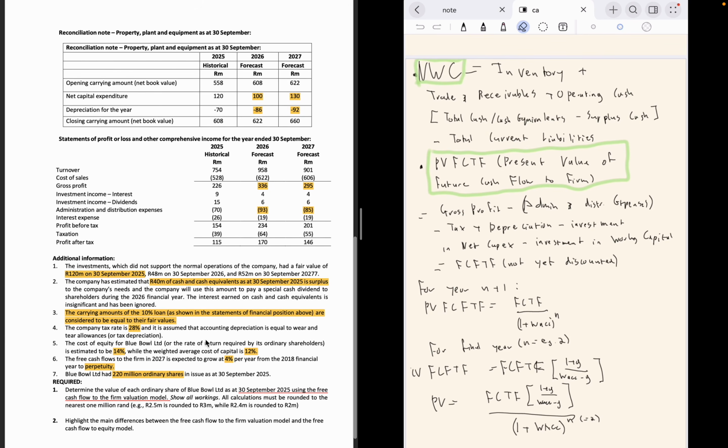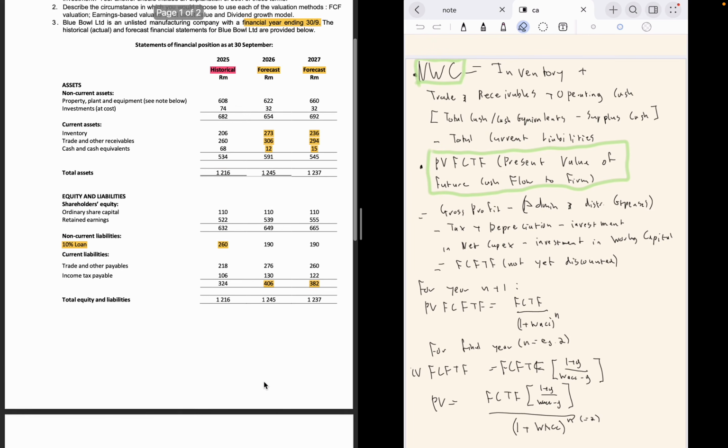The question is, determine the value of each ordinary share as at 30 September 2025. So we have to discount it to present values, using the free cash flow to the firm valuation model, show all workings, and we can round our calculations to the nearest 1 million rand.